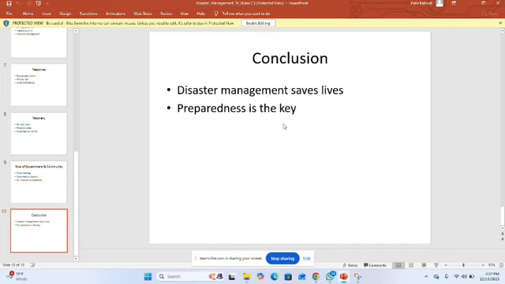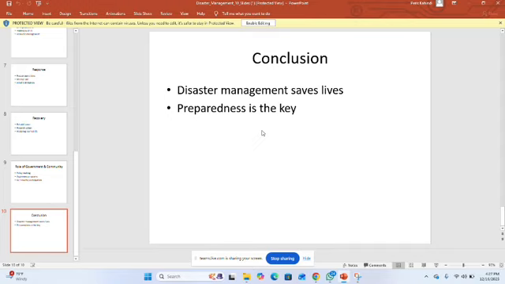Faith, list for me types of disasters. We have natural and human-made disasters. Yes, that's good. Applaud for Faith. So those are the types of disasters.